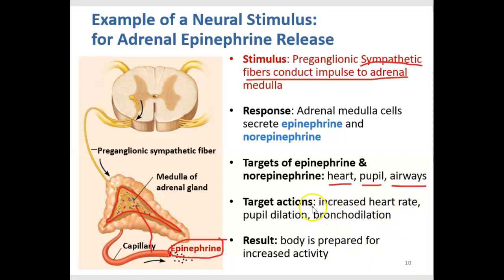So you'll get an increased heart rate, the pupil will dilate, and bronchodilation to ensure that you are breathing enough air, passing enough air into your lungs. So the bottom line is that your body is prepared for increased activity. So this is a nerve fiber that's the stimulus.